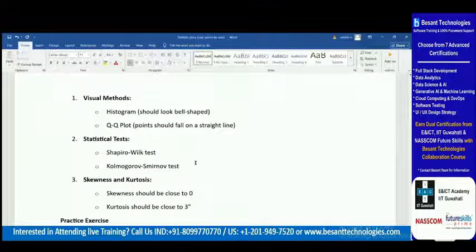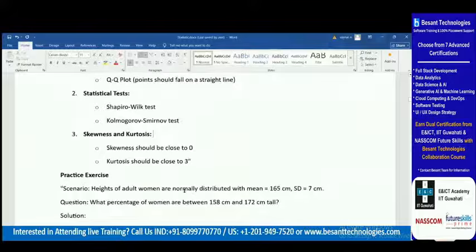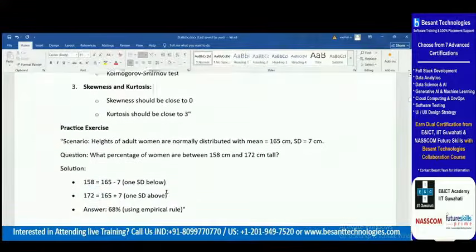We can also check for normal distribution with some visual methods, such as a histogram, and with a QQ plot. There are also statistical tests that are performed, along with skewness and kurtosis. So this is what it is.